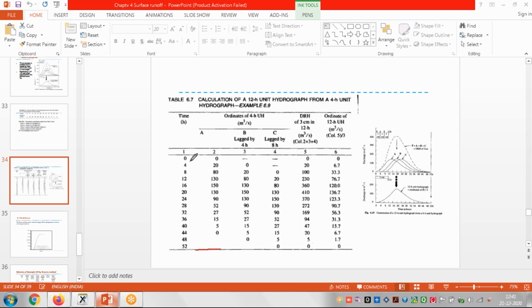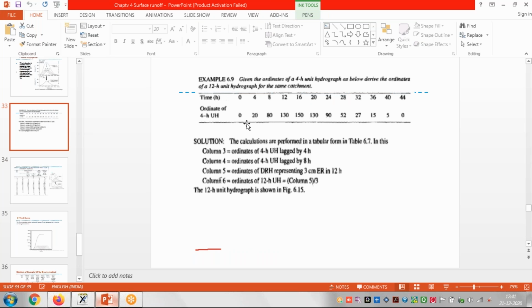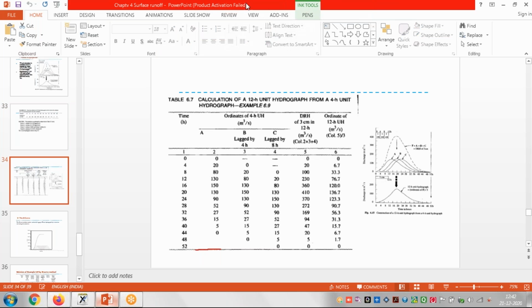So here see, at 0 interval the discharge was 0. Then after 4 hours the discharge is how much? Here it is given at 0, 0. Then after 4 hours the discharge is 20. Then after 8 hours it is 80. Likewise, the same thing is filled here: 0, then 20, then 80, up to the last one.